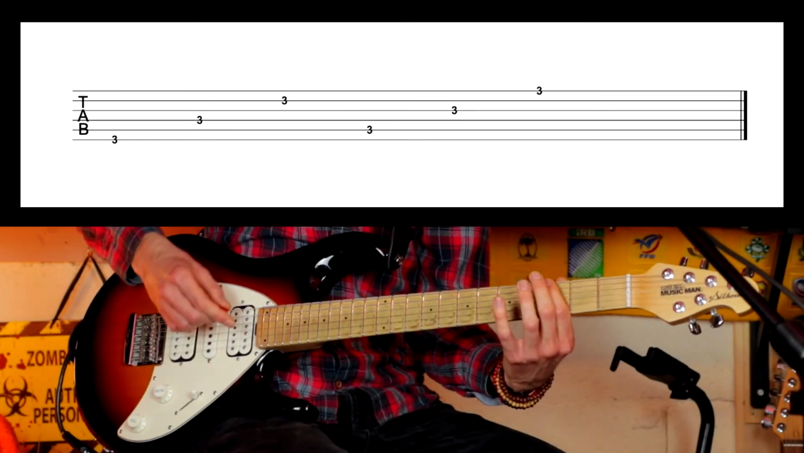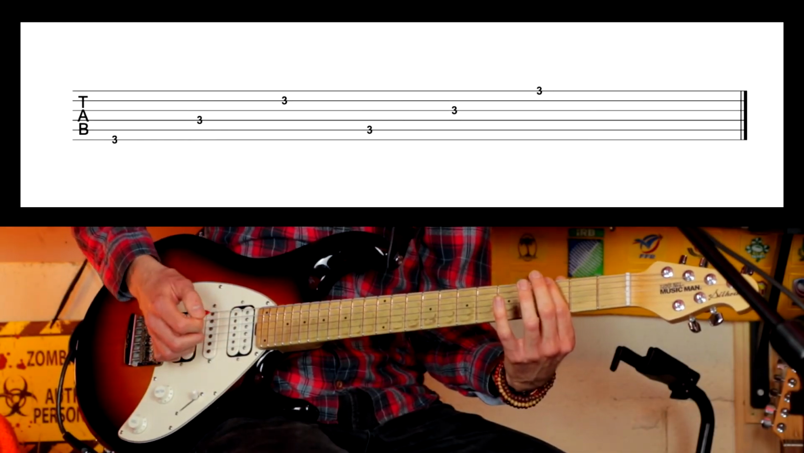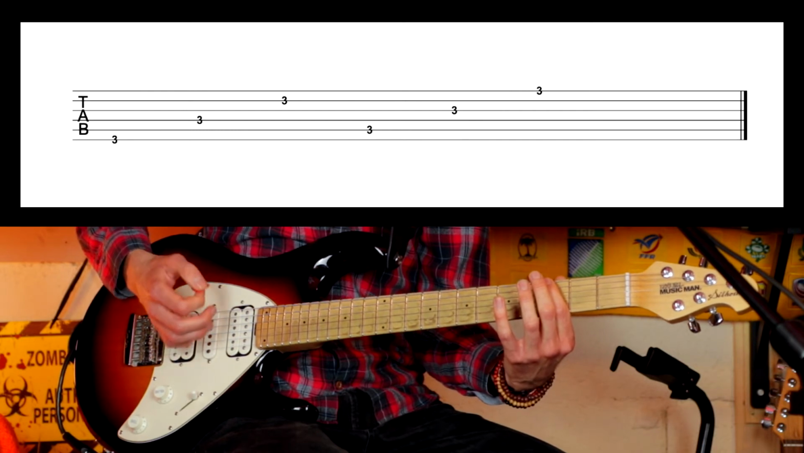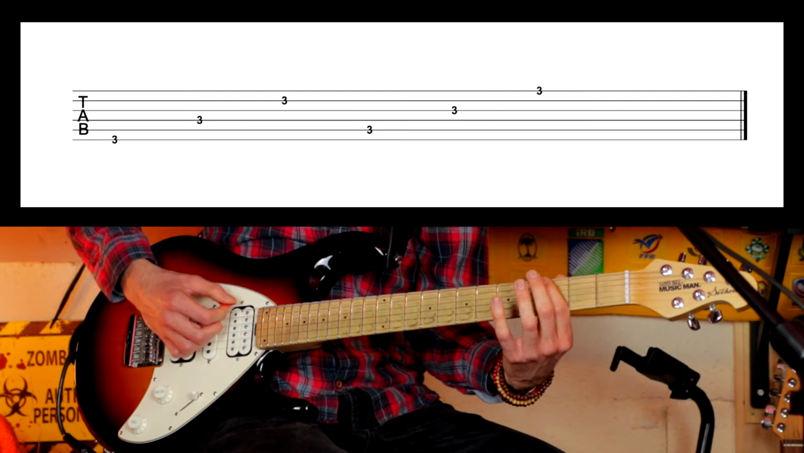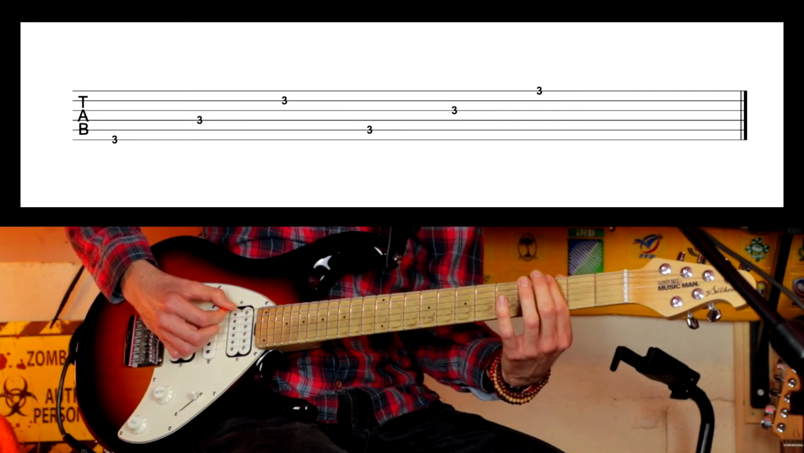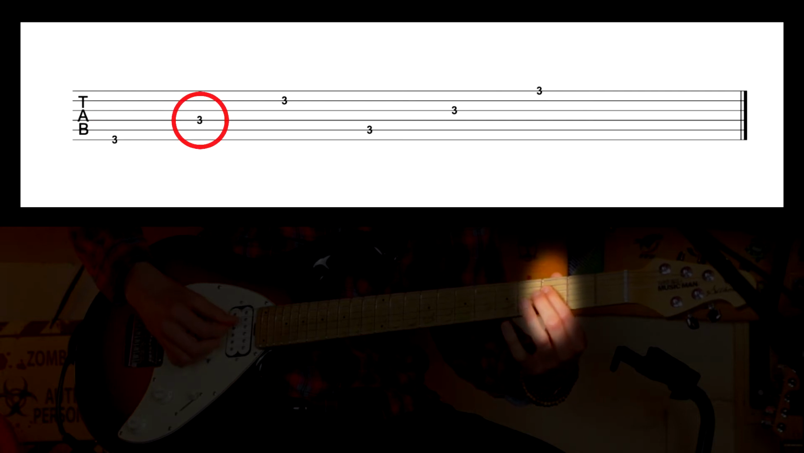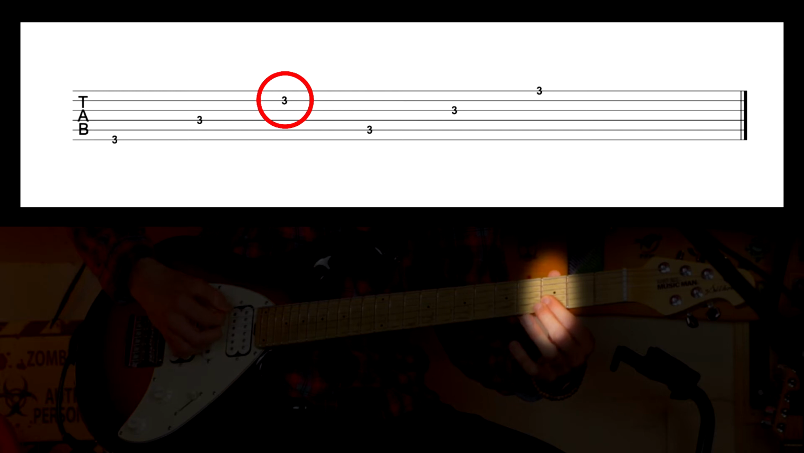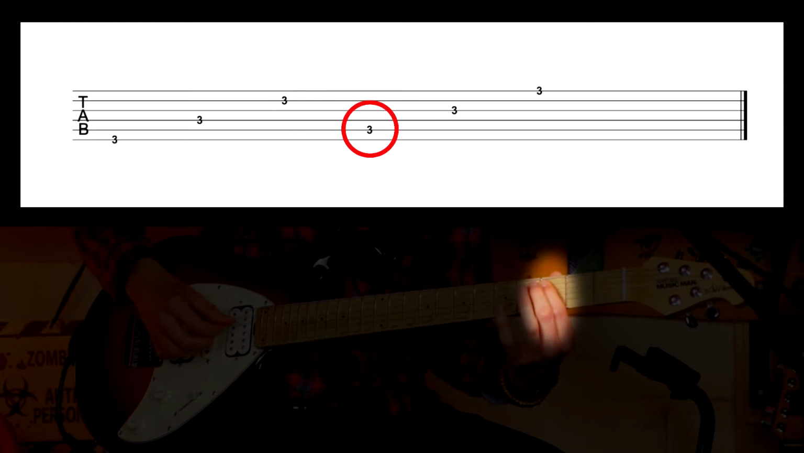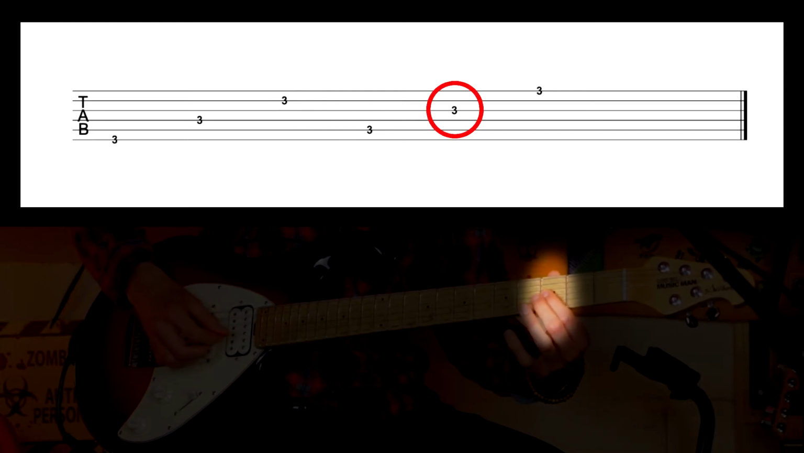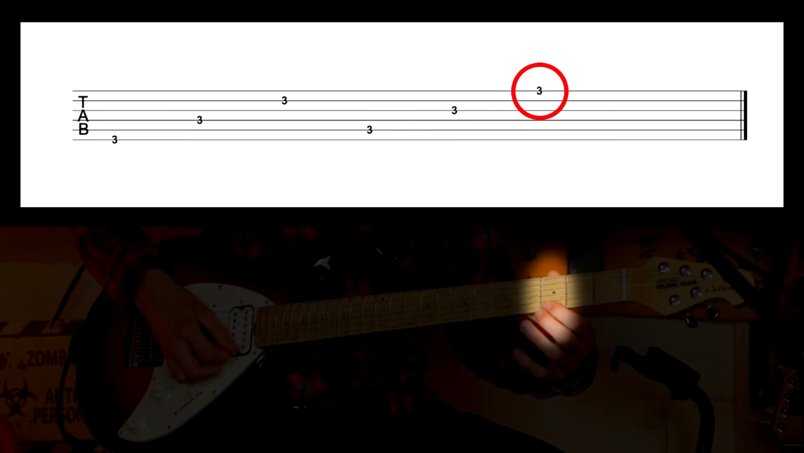With this pattern, we're going across all the strings again, but do you notice how they're now in a different order? Pause the video and try this pattern for yourself. Did you get it right? It should have been 3 on the low E, 3 on the D, 3 on the B, 3 on the A, 3 on the G, and finally 3 on the high E string.